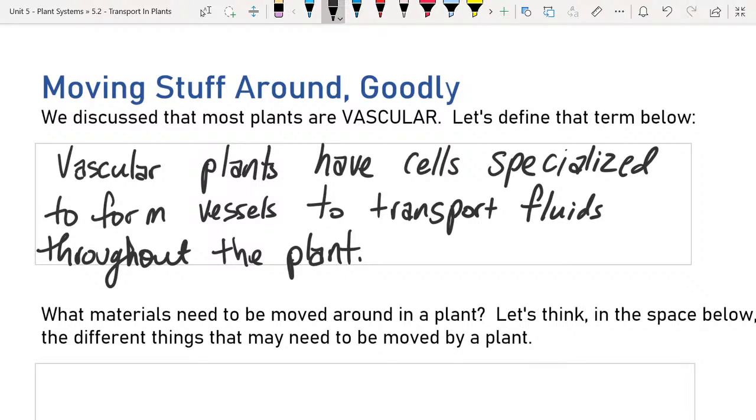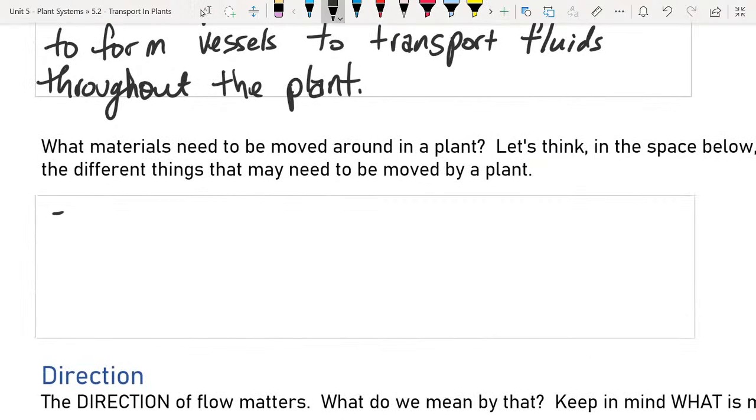Okay. Talk to me. What do plants need to move? What are the things they're moving around? Yeah. Good. So nutrients. For sure. So that could be nitrates, that could be oxygen, CO2, things like that. Sure. What else do they need to move?